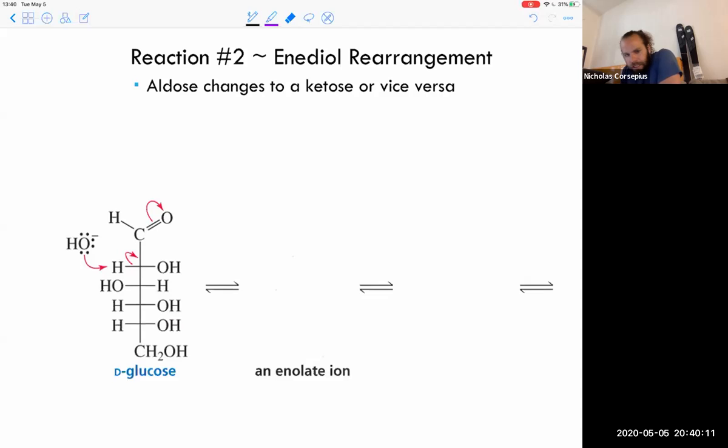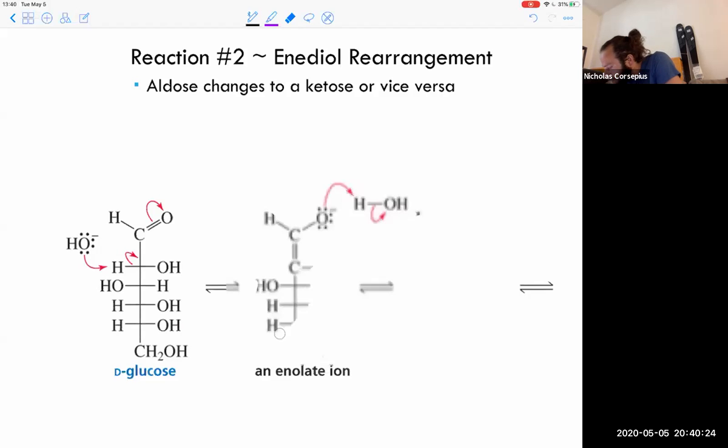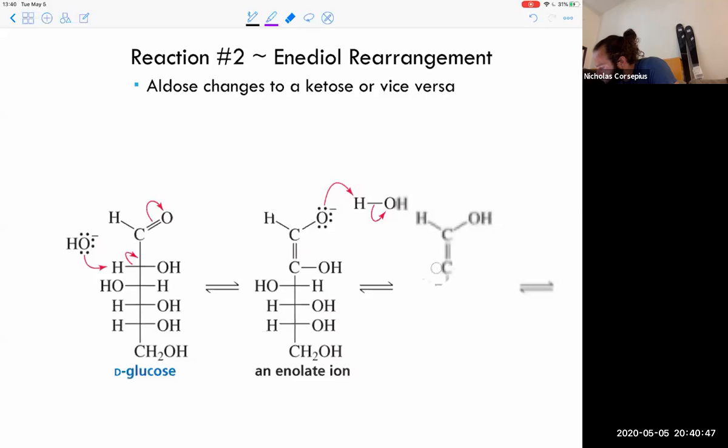However, here we're going to see the enolate ion behaving differently than what we had seen before, okay? Here, the oxygen of our enolate ion is going to play the role of a nucleophile. Everything that we saw in chapter 17 was all about that double bond playing the role of the nucleophile. Here it's actually the oxygen that's playing the role of the nucleophile. So that's going to grab a hydrogen from water, and then that's going to kick off an OH.